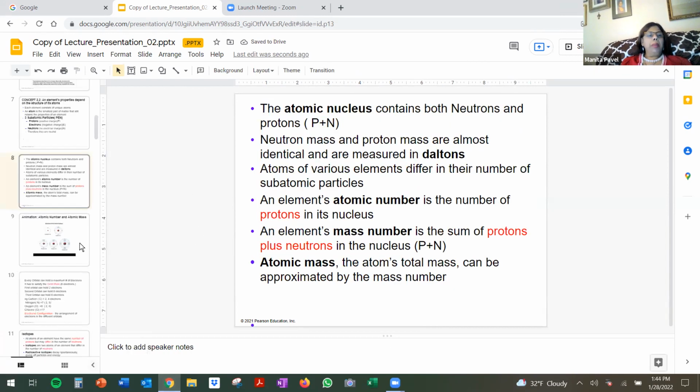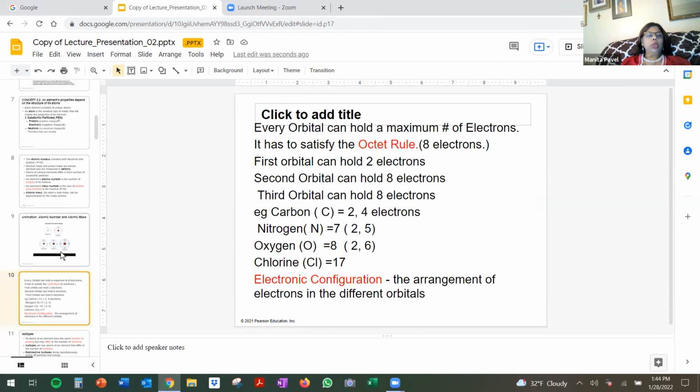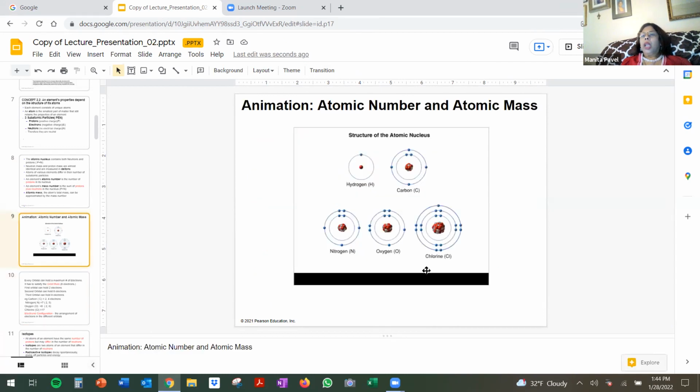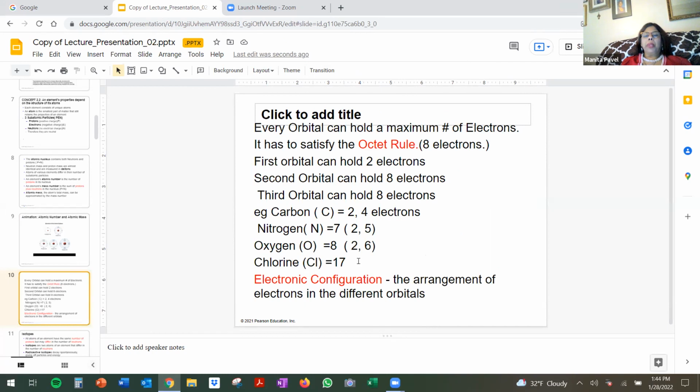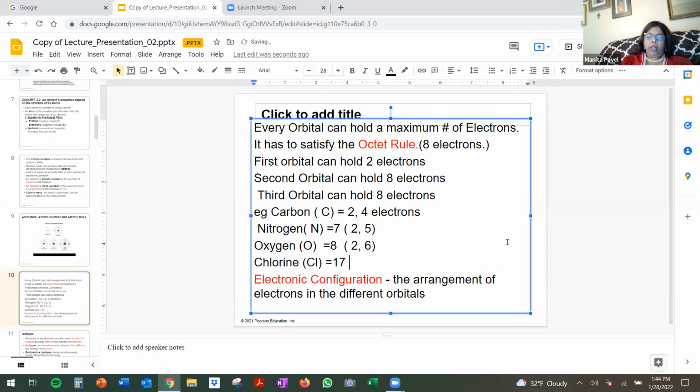When you come here to chlorine, let's put the electronic configuration here. The first orbital can hold 2. The second orbital can hold a maximum of 8. 2 plus 8 is 10. 17 minus 10 would be 7. So how many orbitals would chlorine have? 3. We've looked at carbon, 2 orbitals, nitrogen, 2, oxygen, 2.